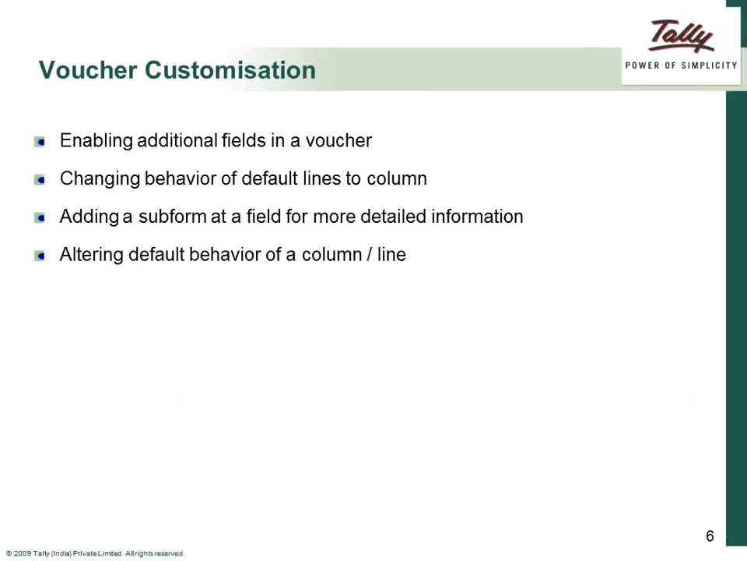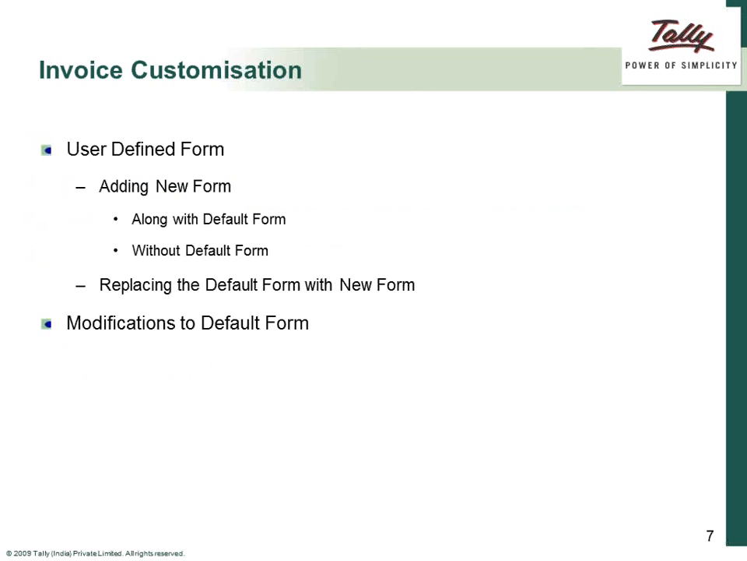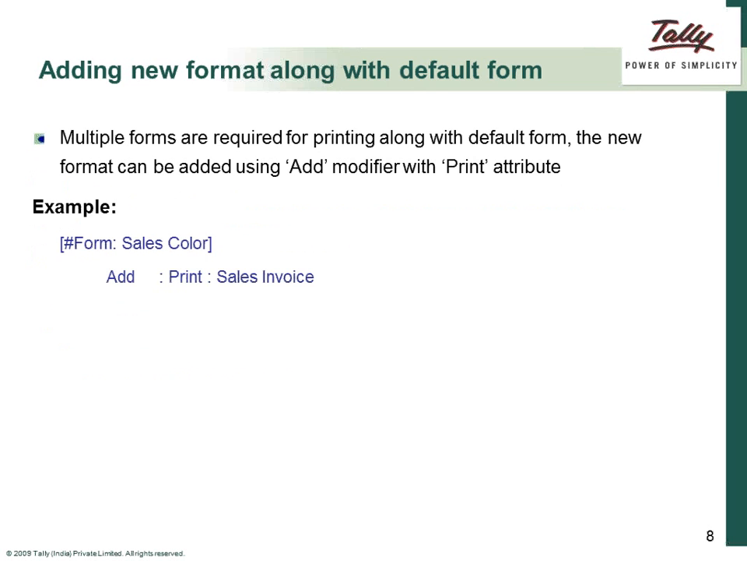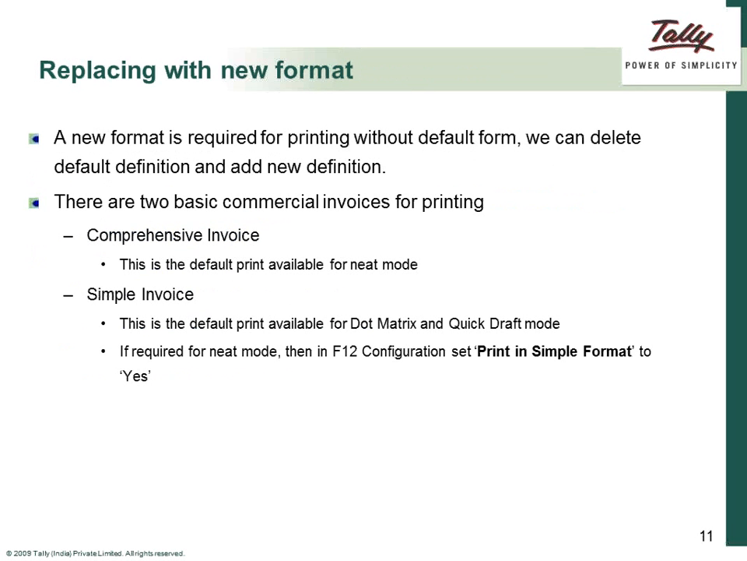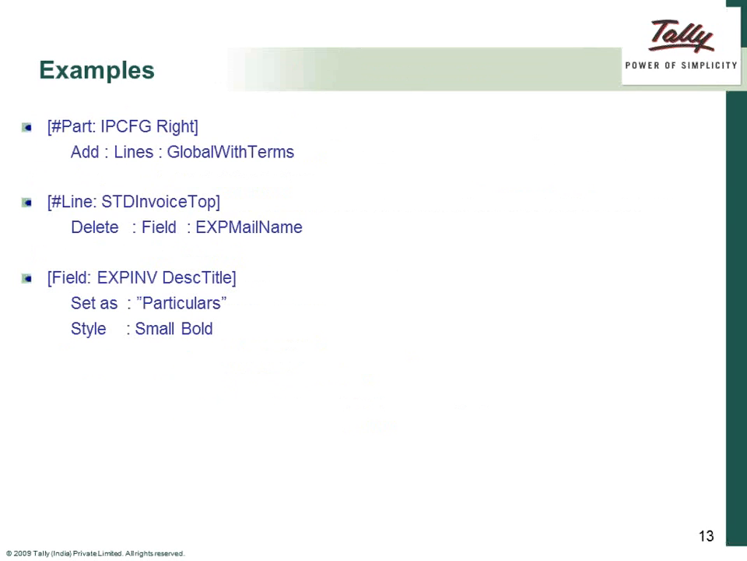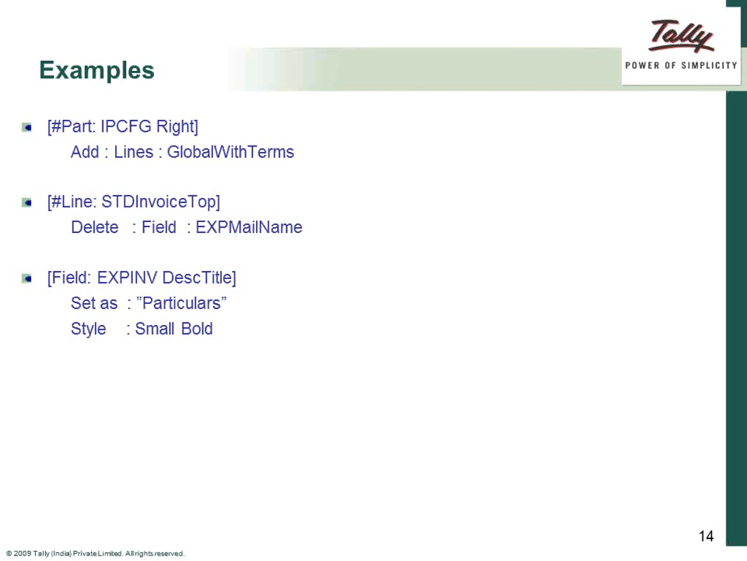So via voucher customization, we can add fields, we can remove fields, we can change the default behavior, we can provide more subforms, we can remove subforms, we can alter the current behavior of a column or a line. Everything can be done. You can remove the entire form and provide a new form. That's up to your choice. These are some theoretical parts, so we'll not follow the theory and we'll do a little of the practical.